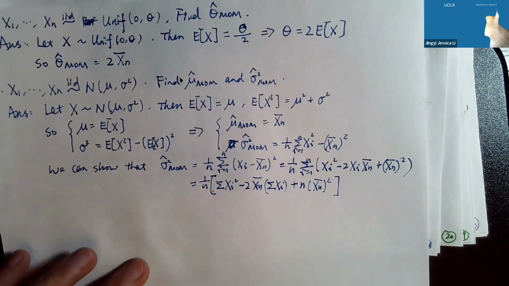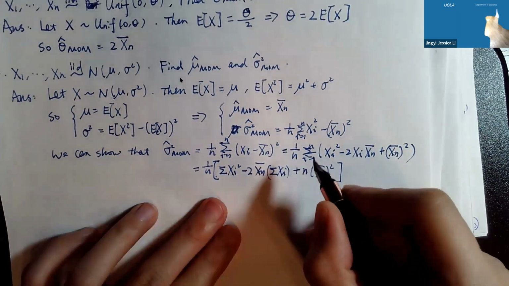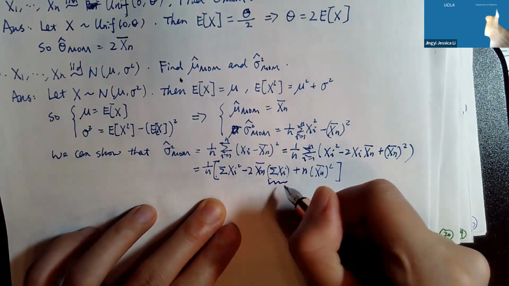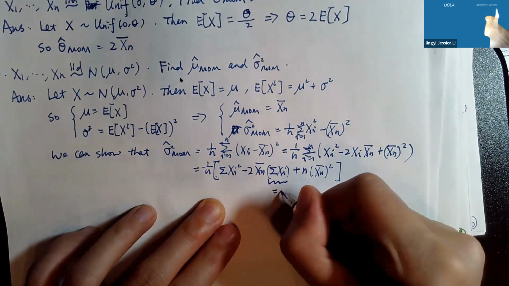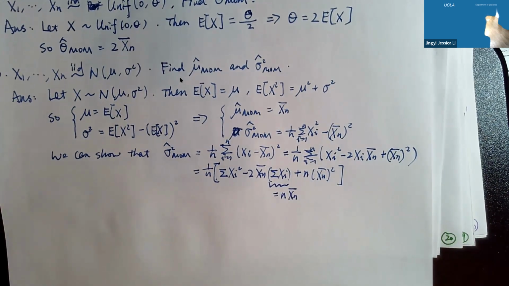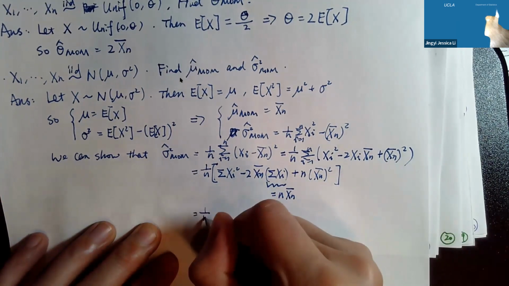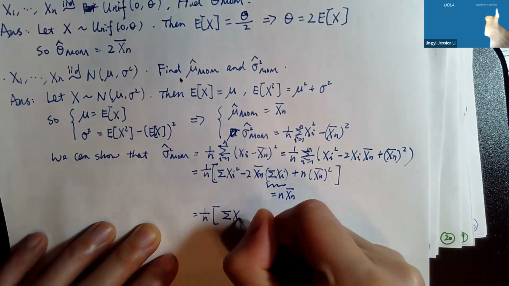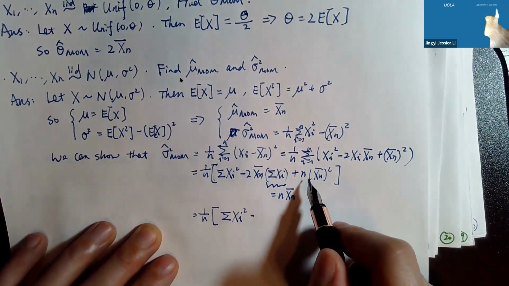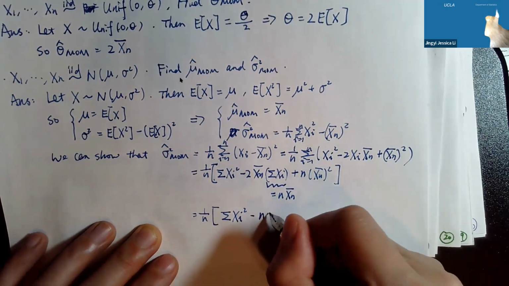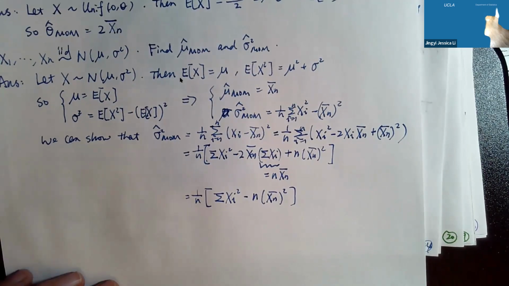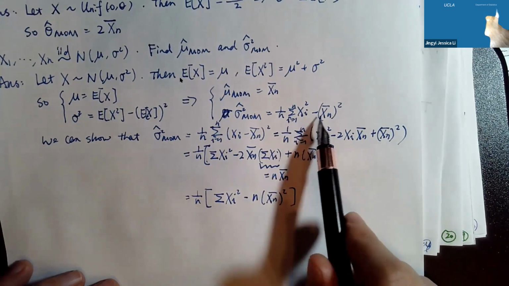And then finally, you use the fact that the summation of xi is just equal to n times X bar. Using this property, you can show that in the bracket I have just the summation of xi squared minus, there's a minus 2n that cancels with n, so I have minus n X bar squared. That's what I have. And then if you move the 1 over n out, it's exactly the MOM.